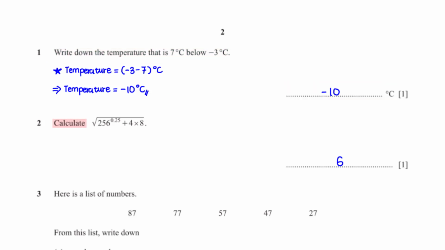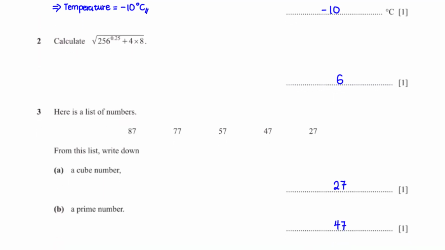Calculate square root of 256 raised to the power 0.25 plus 4 times 8. When we type this into the calculator, we get 6. Here is a list of numbers. From this list, write down a cube number. 27 is a cube number. 3 cubed gives us 27.